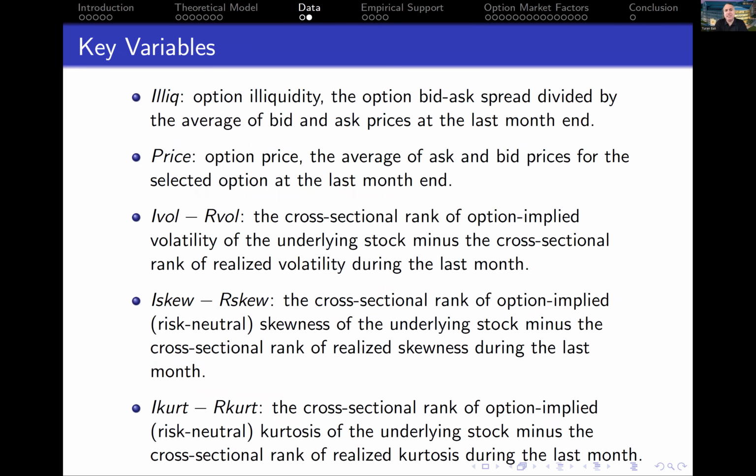Now let me define the key variables. These are the model's ingredients. Illiquidity is defined as the option bid-ask spread divided by the average of bid and ask. The option price is the average of bid and ask last month. And then the physical, or realized, measures of volatility, skewness, and kurtosis are defined using daily returns over the past 1 month or past 1 year. Results are pretty much the same. And risk neutral measures of vol, skew, and kurtosis are calculated using Bakshi-Kapadia-Madan, the standard area under the integral.